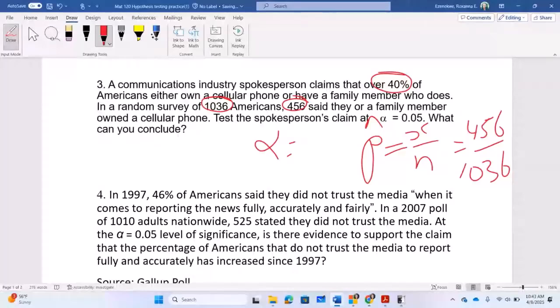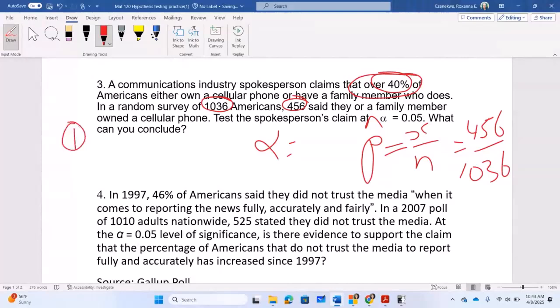All right. A family member has a cell phone. Test the spokesman's claim. Okay, I want you to know that this is over. The keyword is over. Therefore, we are doing a right tail test. So we start. I'm going to identify the claim.